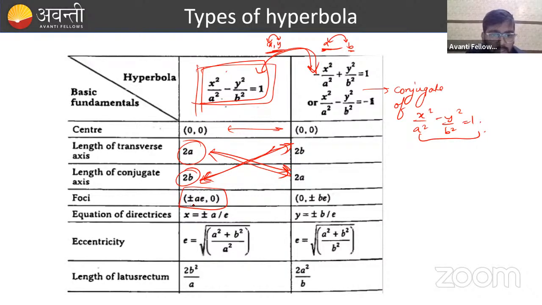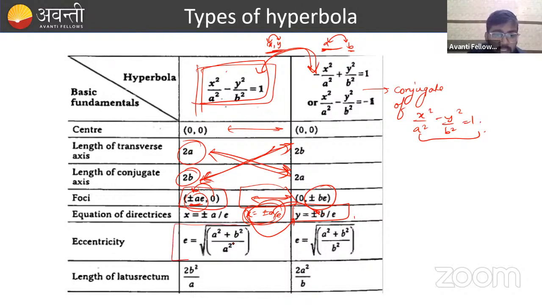Here you see that the coordinates of the focus are given by plus minus ae comma 0, and since this is the x coordinate, this 0 will come to the y coordinate and a will change to b. So here it is 0 comma plus minus be. See here also that interchange has happened. Here you can see that you have changed the variable x to y and a to b, so you got the directrix of the conjugate hyperbola.